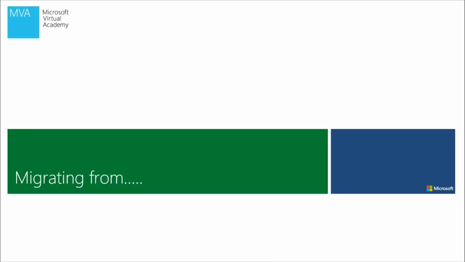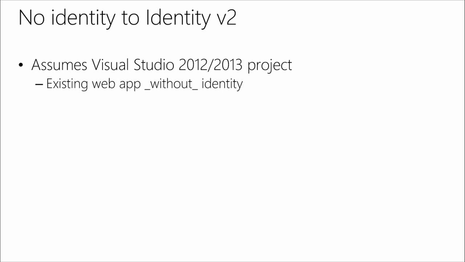All right, migrating from no identity, so no glasses, to Identity v2. v2 is the current version of Identity. The version that will be coming out in the future with ASP.NET 5 is v3. So this is going to assume that you have a Visual Studio 2012 or 2013 project, a project that does not have Identity installed in there.